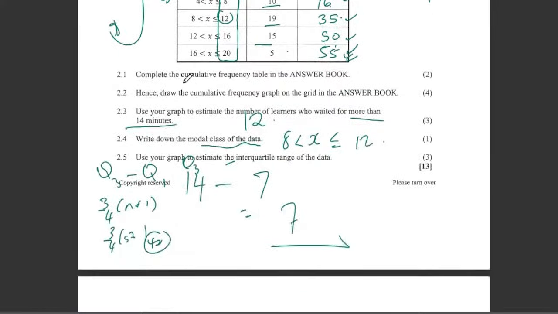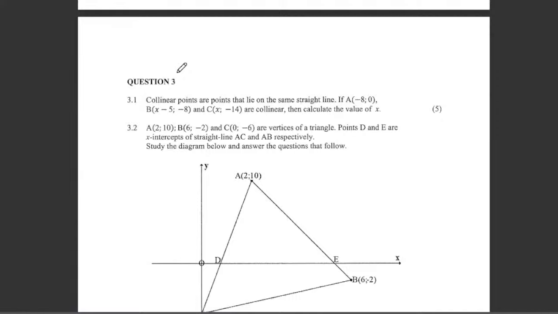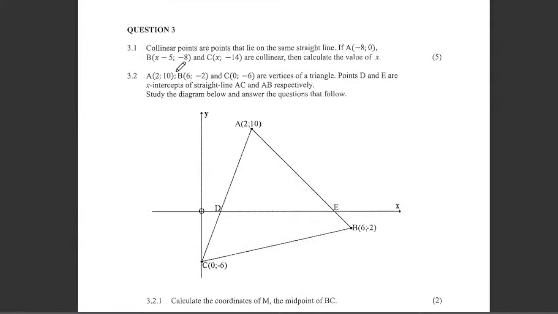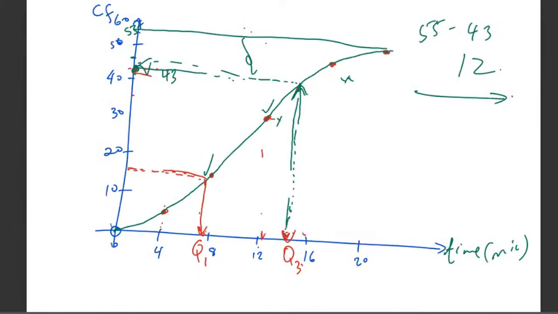All right, guys. So I'll leave statistics and then move on to analytical geometry. So question number 3. They're telling us that collinear points are points that lie on the same straight line. And for as long as the points are lying on the same straight line, it simply means that they have the same gradient. Or in other words, the gradient between the points has to be the same. So they want us to get the value of x. So let me jot this side and say A is negative 8 and 0.